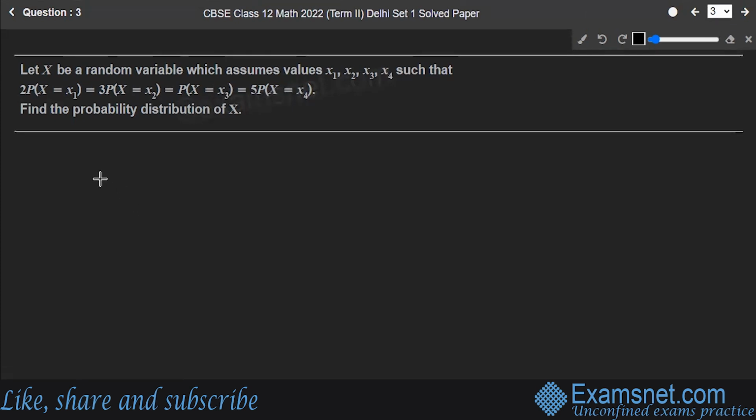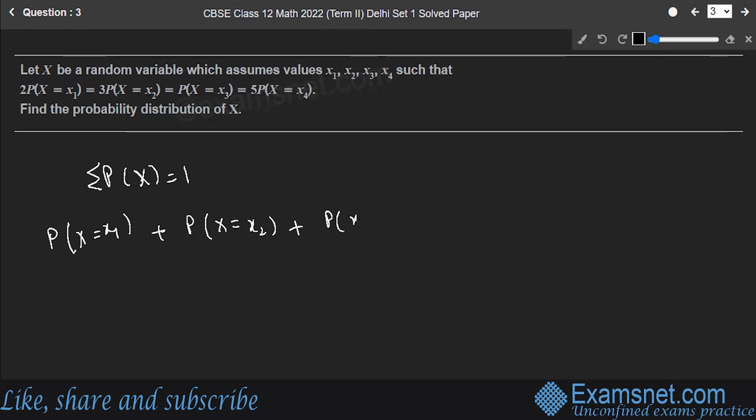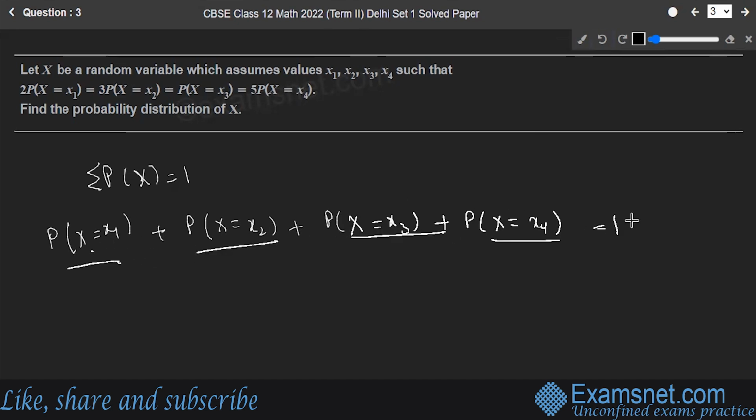We know one thing, that the sum of all the probabilities is equal to 1. If I add the probability X equals x1, plus the probability X equals x2, plus the probability X equals x3, plus the probability that X equals x4, the sum of all these four probabilities must be equal to 1.